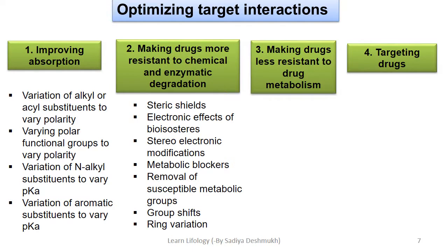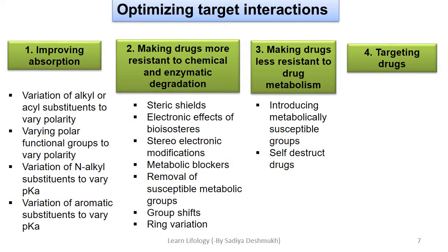Then making drugs more resistant, in that we can see the steric shield should be there, steric hindrance should be there. The hindrance or shields can make these drugs more resistant. Then electronic effects of the bioisosteres, then stereoelectronic modifications, metabolic blockers. So we can use the metabolic blockers, the removal of susceptible metabolic groups. If the drug has some susceptible metabolic groups, we can remove those. Then group shifts can be done, ring variations. Again the same processes we can use here.